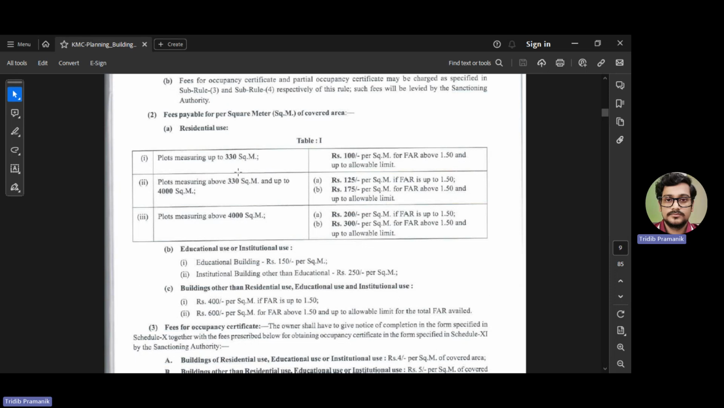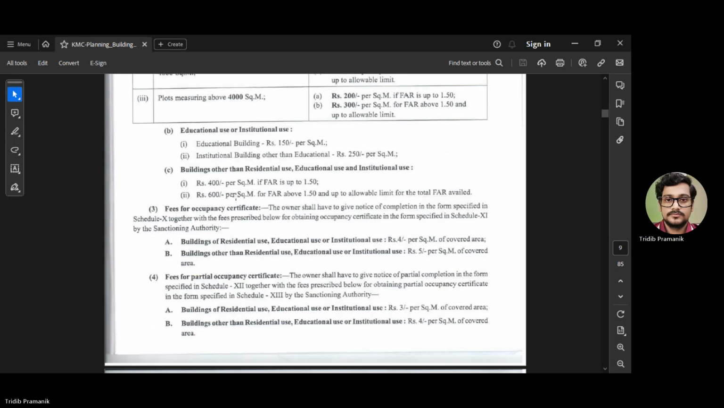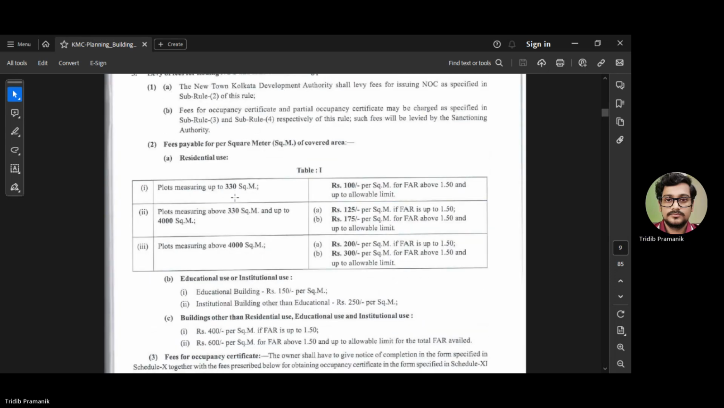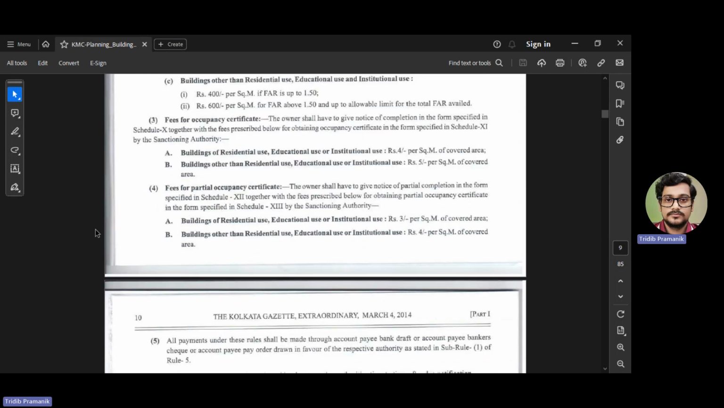This is for residential building. For educational building, we have been given a rate. For buildings other than residential and educational, there is also a chart mentioned for the amount for getting the sanction.